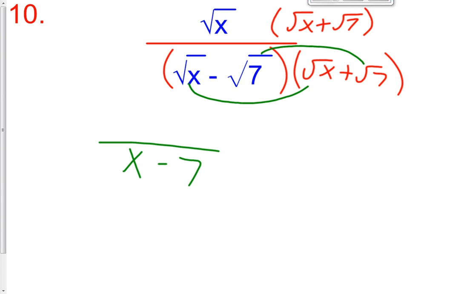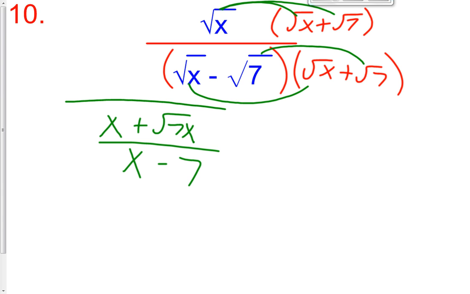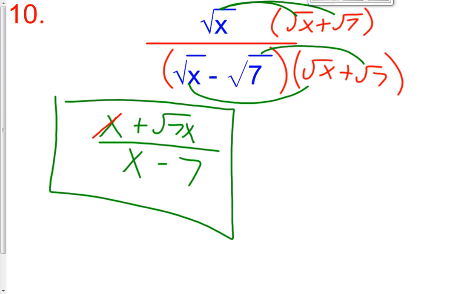In our numerator, we have square root x times square root x is x. And square root x times square root 7 is a positive square root 7x. You can't simplify anything any further. Once again, you can't say x divided by x cancels, because unless you could take something out of all 4 terms, you can't take something out of any of the terms. So you can't take an x out of all 4 terms, so you can't take an x out of any of them. Okay, you have to have that common factor amongst all terms to be able to do that.